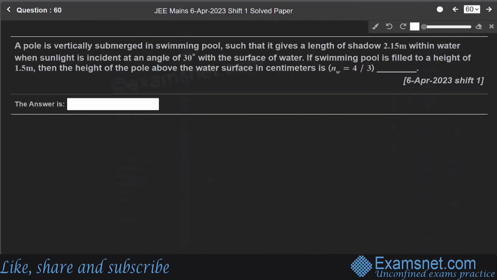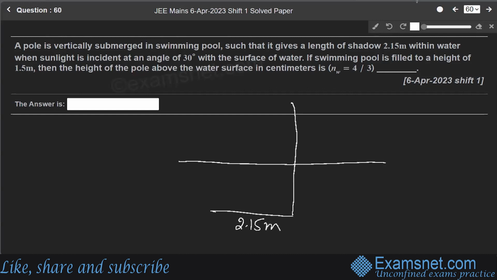Now moving towards our next question, question number 60, which states that a pole is vertically submerged in swimming water. Let us say this is swimming water. A pole is immersed in it vertically such that it gives a length of shadow 2.15 meter. Okay, it is giving a shadow of, let us say, 2.15 meter. When sunlight is incident at an angle of 30 degree, suppose sunlight is incident at an angle of 30 degree.